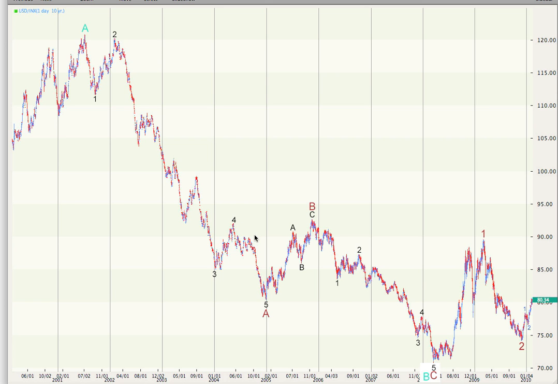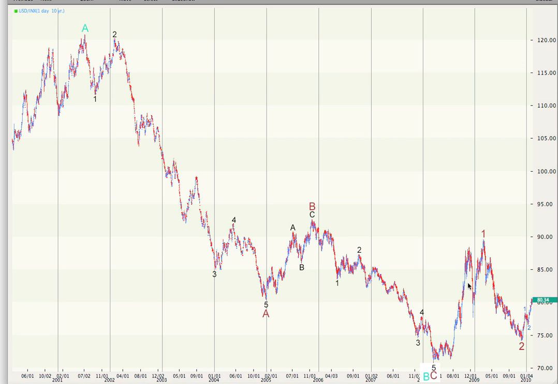If it's a 3, 3, it's called an expanded flat correction, and that means that wave C is going to be a 1, 2, 3, 4, 5 waves up that should end comfortably above the end point of wave A, in this case about 122. So that means we're going to have a 1, 2, 3, 4, 5 waves up for C that'll be comfortably above 122 and will take a few months, probably the rest of this year, to complete.